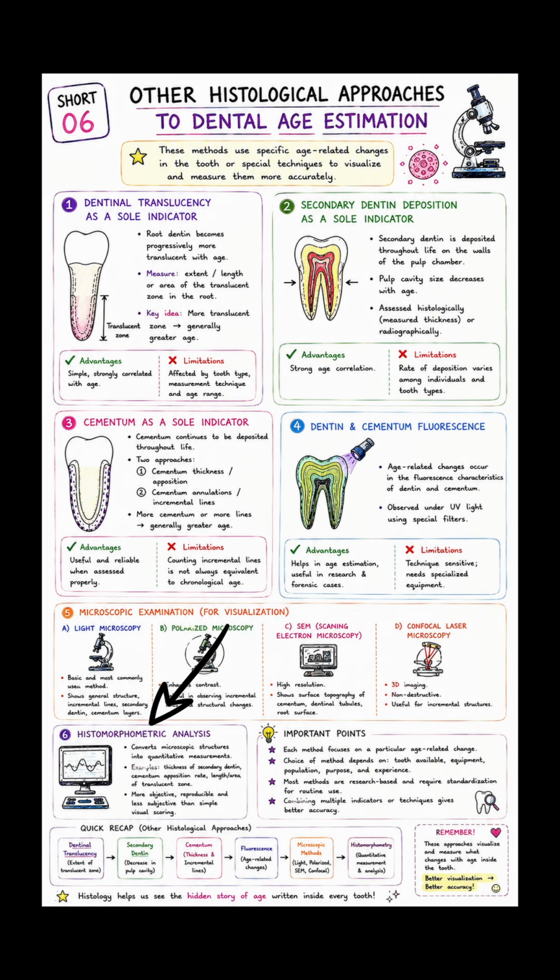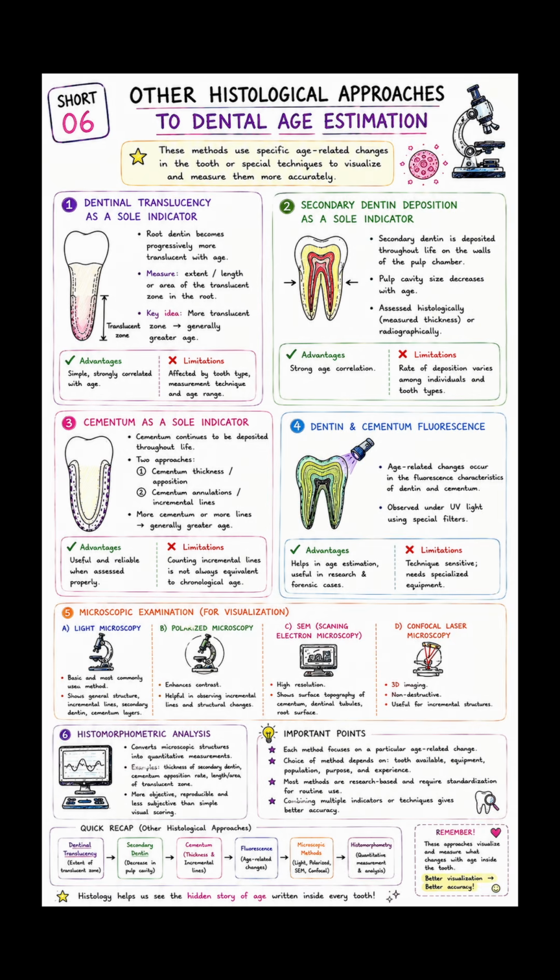Histomorphometric analysis. Instead of simply looking at a microscopic section, histomorphometry converts microscopic structures into quantitative measurements. For example, researchers can measure features such as secondary dentin, cementum, or extent of dentinal translucency. This makes the assessment more objective and reproducible than simple visual scoring, although it requires specialized preparation and analysis.